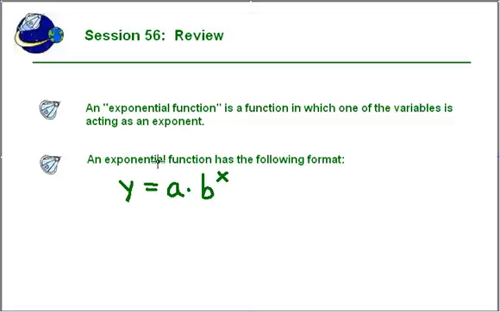And an exponential function has the following format: y equals a times b to the x. In the example that we looked at on the preceding screen, where y equals 3 to the x, the a there is simply 1. 1 times 3 to the x is simply just 3 to the x, because anything times 1 is itself. So that is just a quick overview of exponential functions and what they look like graphed.